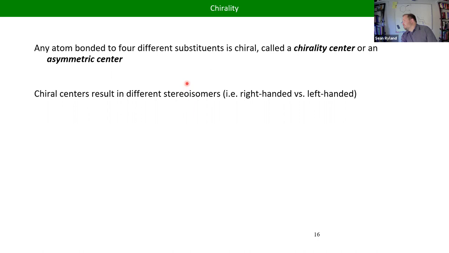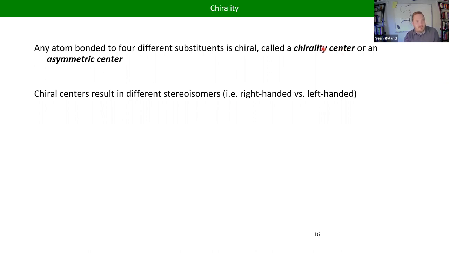So anytime you have any atom that has four different substituents is going to meet this criteria, and that atom that is in the center of that is called the chiral center or an asymmetric center, or a chiral carbon or an asymmetric carbon.